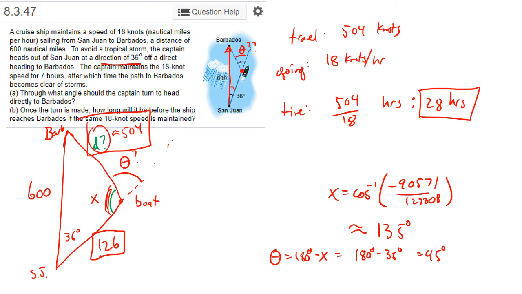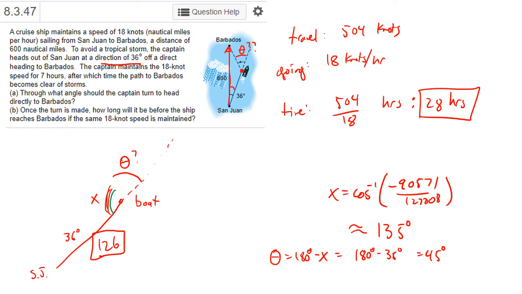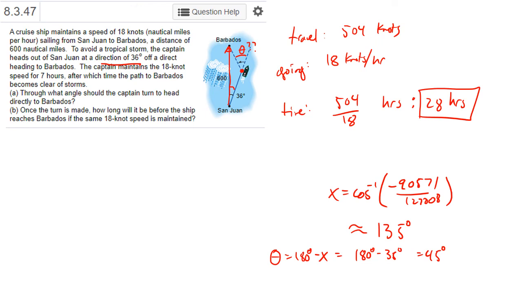One bit of flavor I like to put on problems like this, even though it isn't exactly asked for, is how much time did we lose? Okay, we had to sail around the storm. This made the journey take longer than it otherwise would have. So I'm going to ask a supplementary question at this point. How much extra time are we adding to our journey by going around the storm?